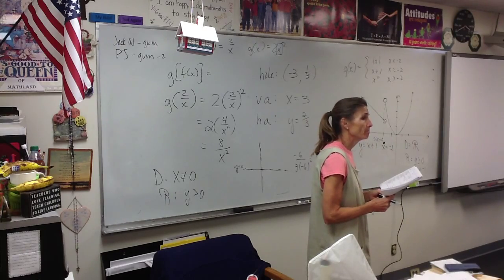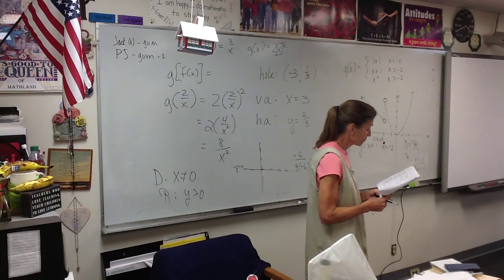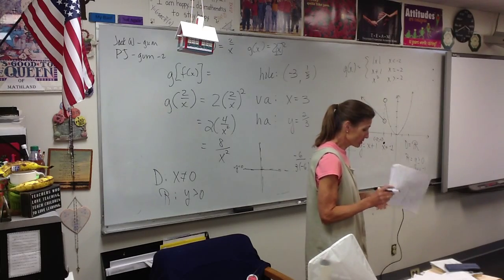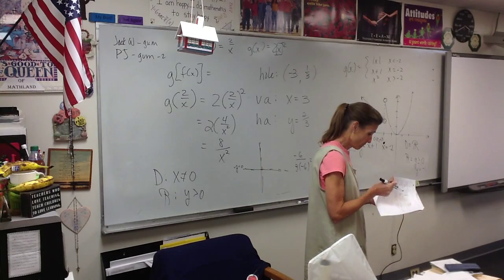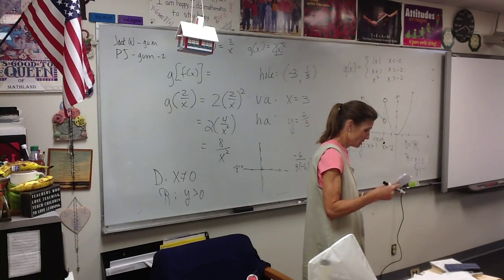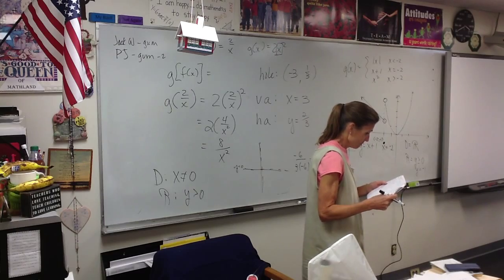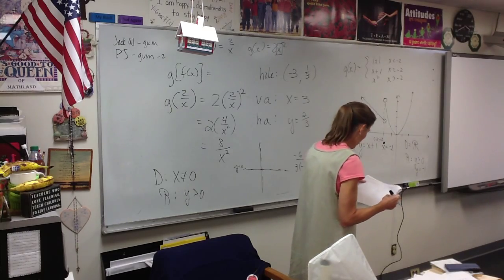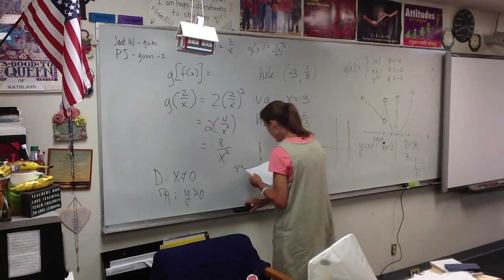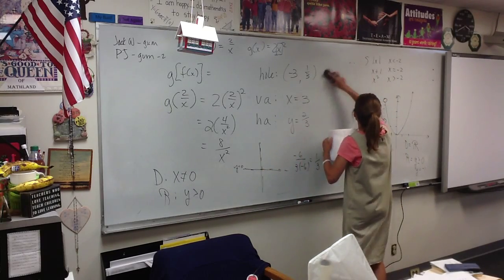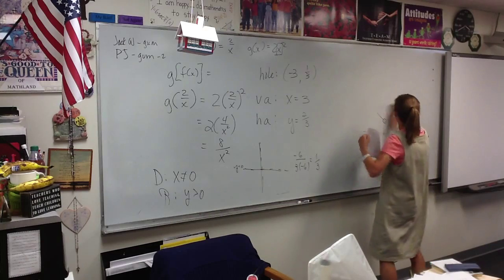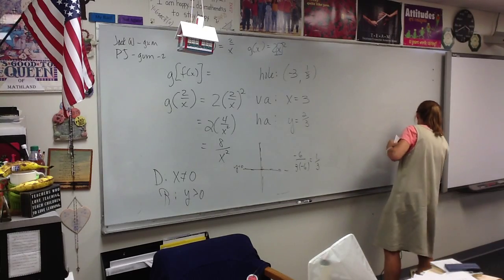Jamie. Number 2 on review number 2. All right, let's look at review number 2 now. And number 2 says, find two functions that would give you this big function.